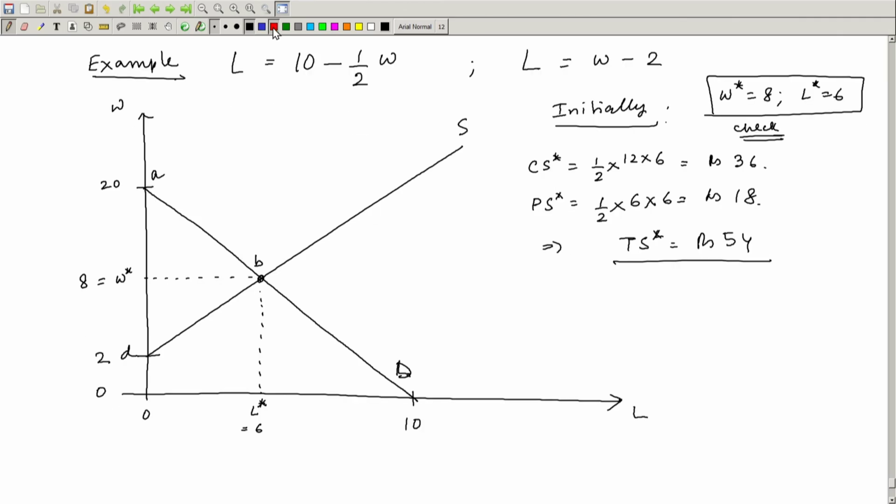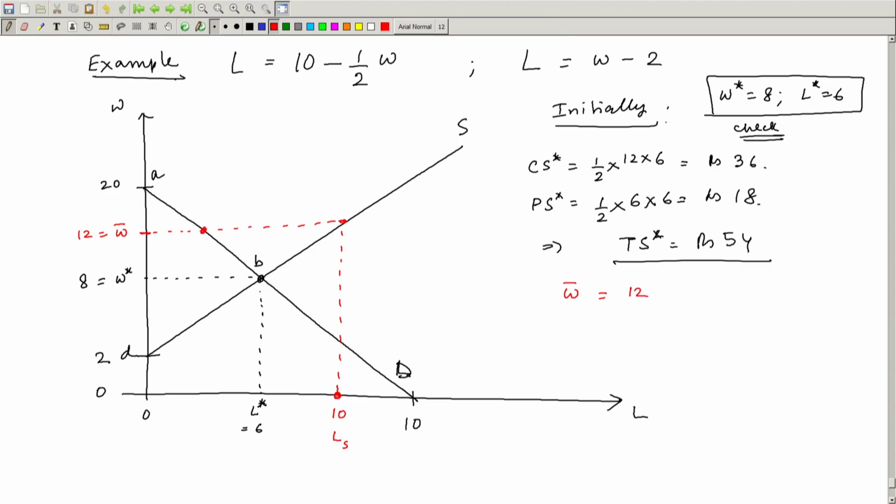Now, suppose a price floor W bar, which, for it to be effective, has to be greater than the equilibrium price. So, let us say a price floor which is equal to 12 is imposed. W bar is equal to 12. Now, that is going to distort the market. The quantity supplied of labor is going to be 12 minus 2, which is equal to 10. So, this is my LS.